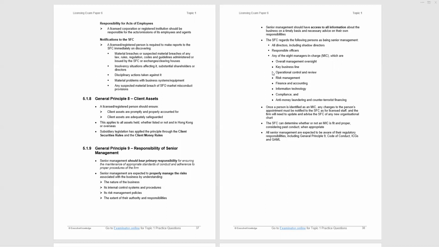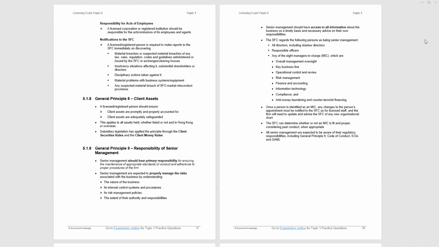Now, General Principle 9 on the responsibility of senior management used to be fairly standard. It used to be that senior management should bear primary responsibility for ensuring maintenance of appropriate standards of conduct, etc. And that senior management should properly manage the risks associated with the business. But this was added to quite significantly with the introduction of the concept of managers in charge, and you will see the 8 categories of managers in charge at the top of page 38. So the principle of responsible senior management doesn't just apply to all directors, including shadow directors and responsible officers. It also now applies to managers in charge.